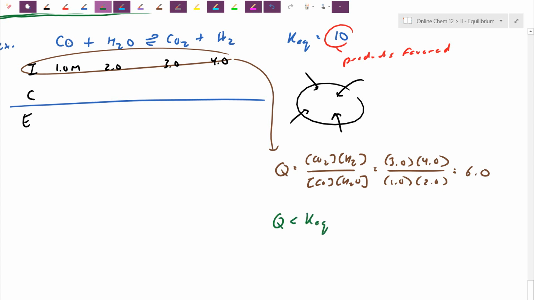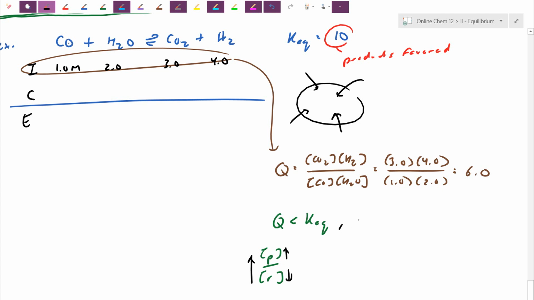Earlier it was too big. Because my Q is currently too small, my product over reactant ratio has to go bigger. And if this ratio wants to go bigger, I need to gain products and I need to lose reactants. So which side is plus and which side is minus? You can either memorize it, but I think it's easy enough just to see it from here.